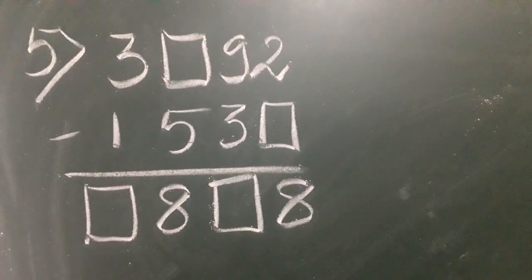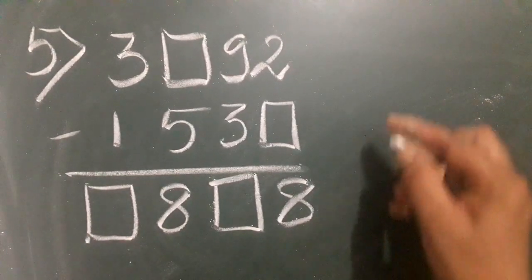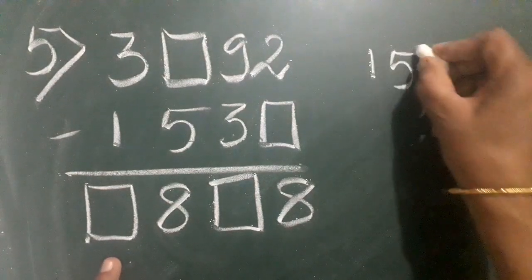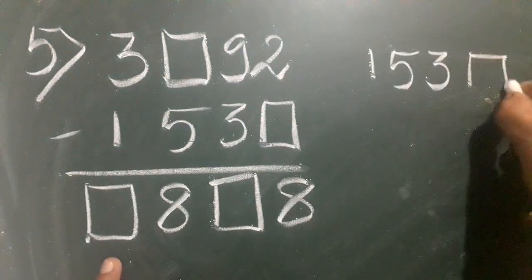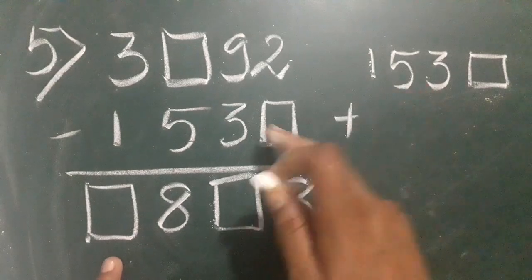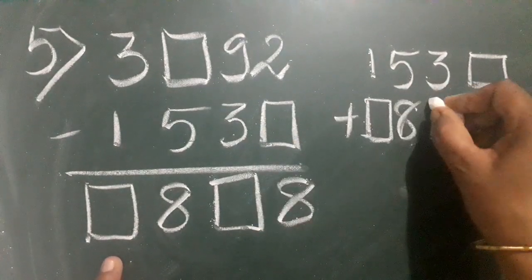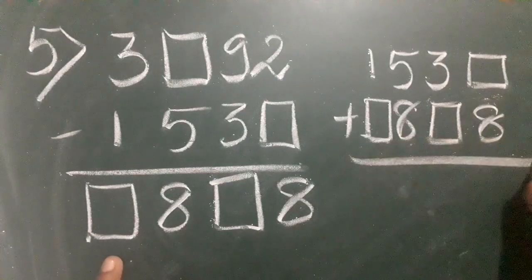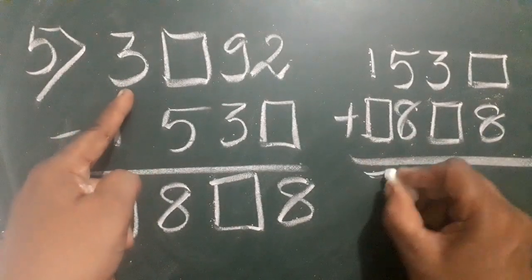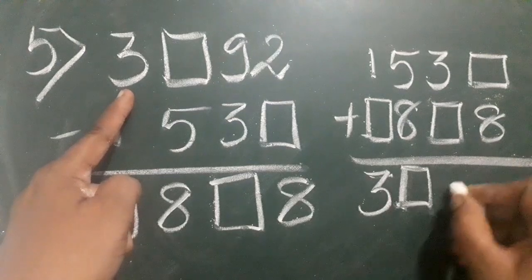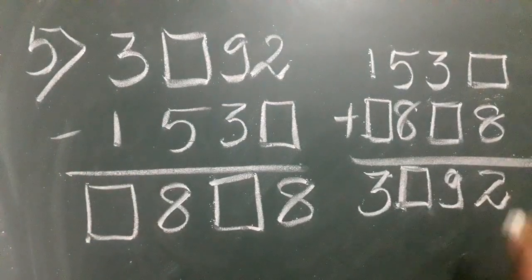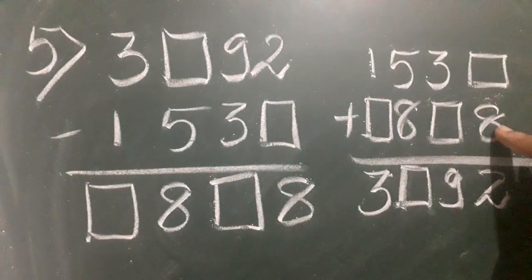Let's see one more example. So here we have 1, 5, 3, box, and now I will add this number, that is box, 8, box, 8, and I should get this answer 3, box, 9 and 2. Fine. Now 8 is there.